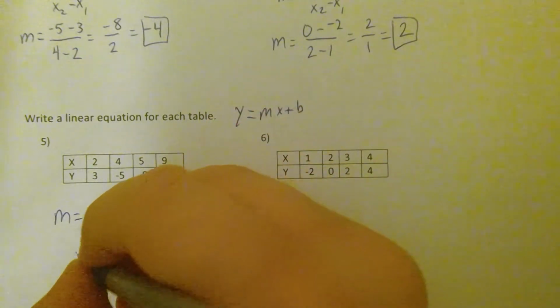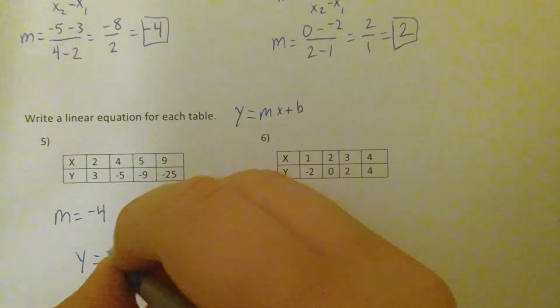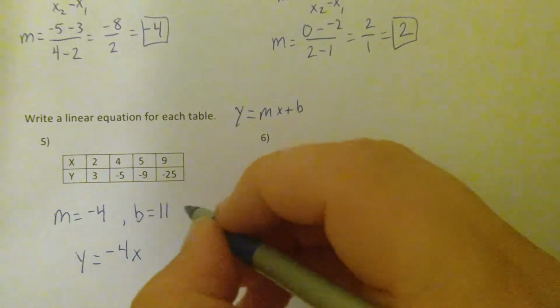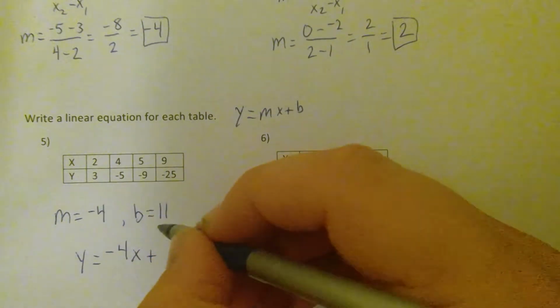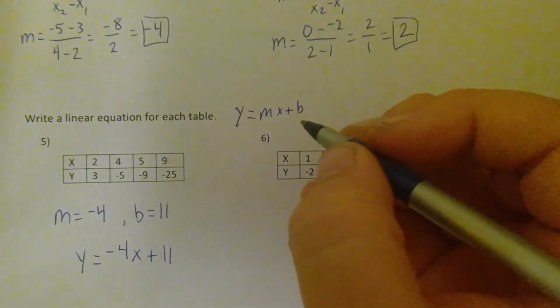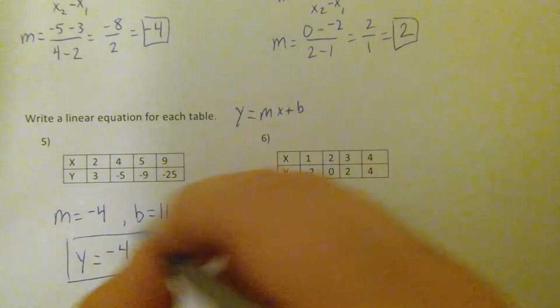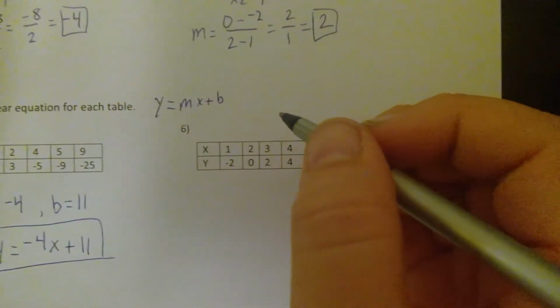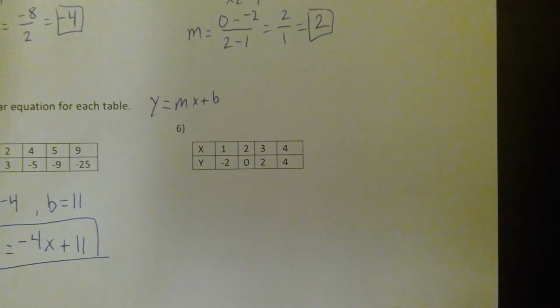So we're going to go ahead and go here. y equals m, negative 4, x plus b, which is 11. And then there's our equation for number 5. Let's go ahead and work out number 6 on your own.